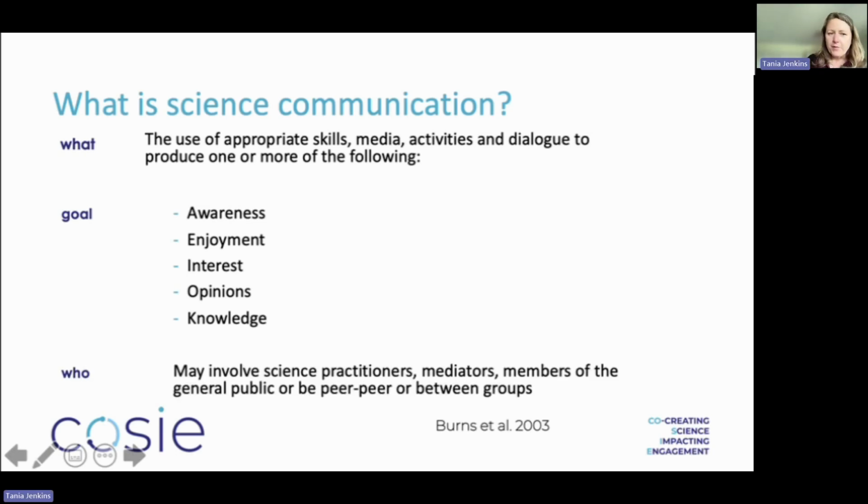Now, the final part of Burns's definition is: who communicates science? Science communication can be done by a range of people. It can involve science practitioners, it can involve mediators, it can even involve members of the general public, and it can be peer-to-peer, so between scientists, or it can also be between scientists and the public.